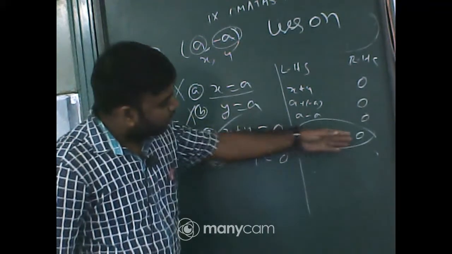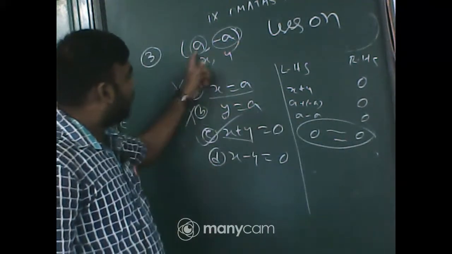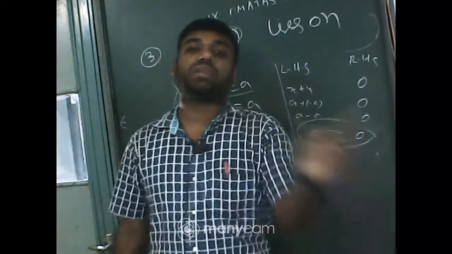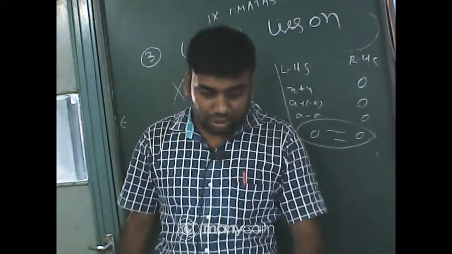So as both sides are equal, we can say (a, minus a) lies on that line. We can say (a, minus a) is the equation of that line. Got it, everyone? Yes or no?